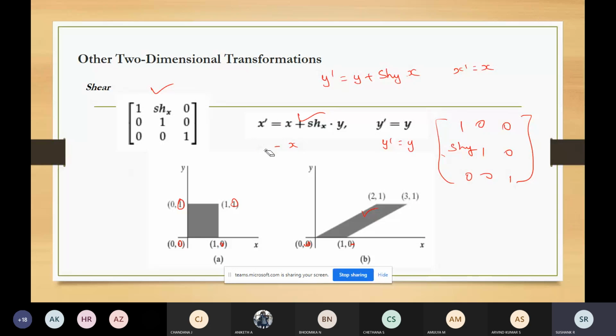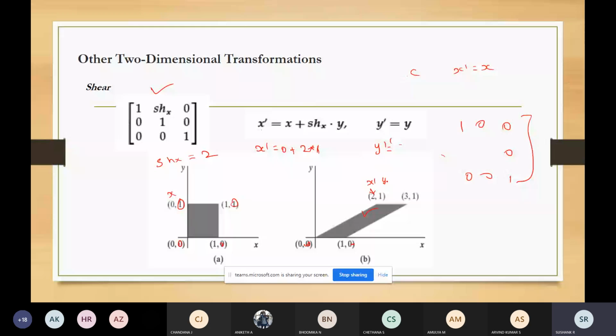So how are we getting this image? How to calculate x dash: x dash is equal to the initial value of x, which is 0, plus the shift value. If I take the shift value as 2, then 0 plus 2 into 1, x dash will become 2. So from the initial position, the new position x dash is 2. The y dash will remain the same, so y dash will remain 1 only.